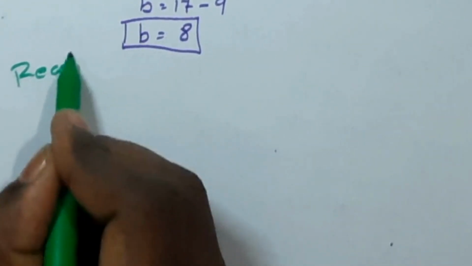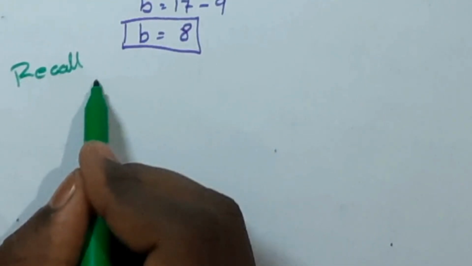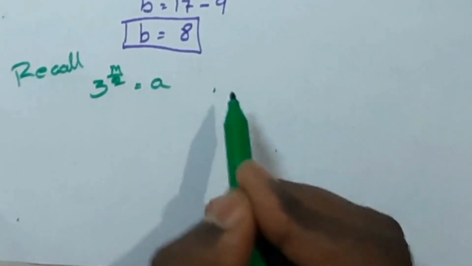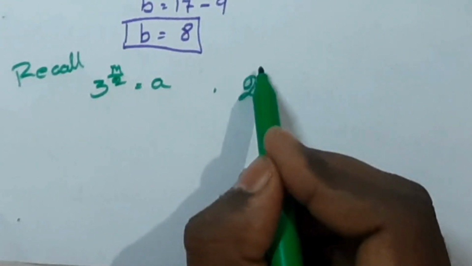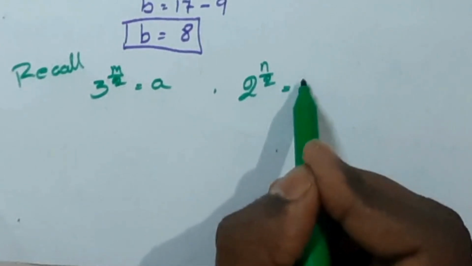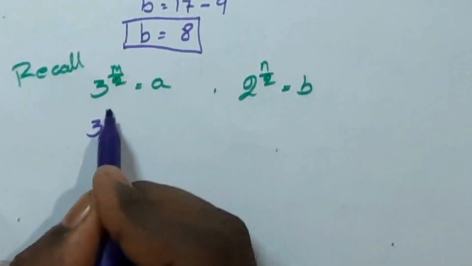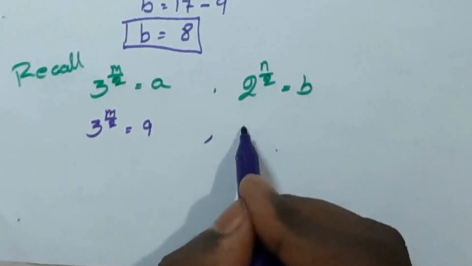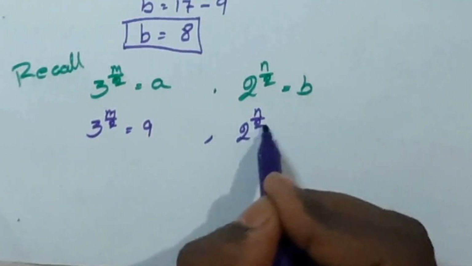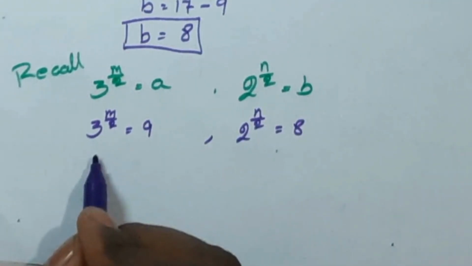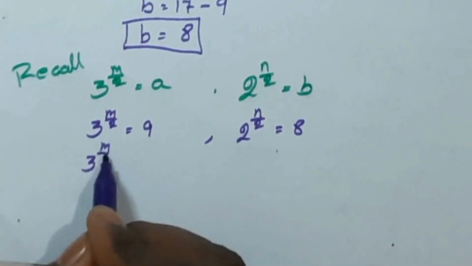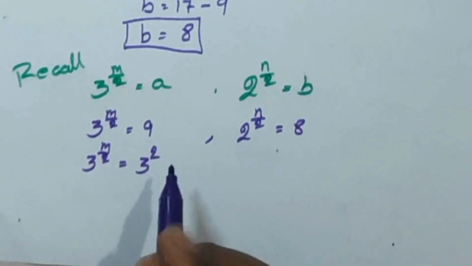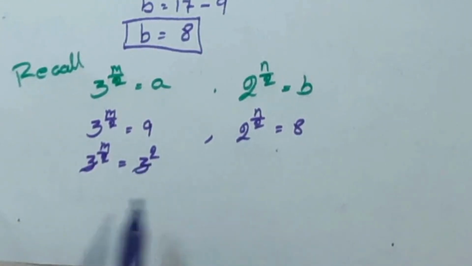Recall 3 to the power of m by 2 equal to a, 2 to the power of n by 2 equal to b. 3 to the power of m by 2 equal to 9. Same here, 2 to the power of n by 2 equal to 8. Here 3 to the power of m by 2 equal to this 9 can be written as 3 square. So the bases cancel each other.